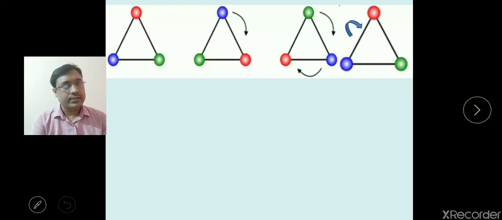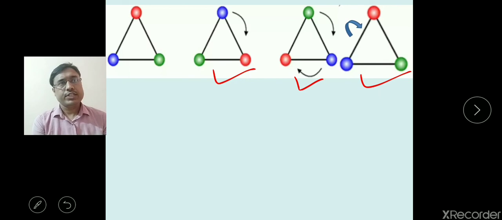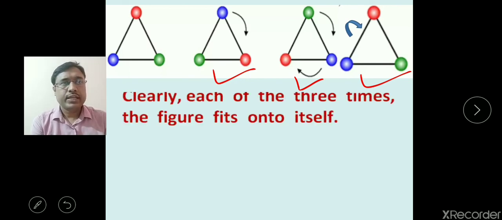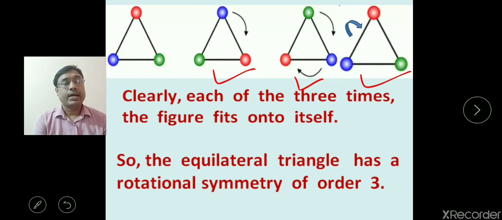You can understand this by summarizing the previous figure through a diagram. The first 120-degree rotation, again 120 plus 120, this means a total of 240 degrees, and again plus 120 in the clockwise direction, so it will become a total rotation of 360 degrees. Then clearly each of the three times the figure fits onto its original shape, that means the figure fits onto itself. So the equilateral triangle has rotational symmetry of order 3 only.